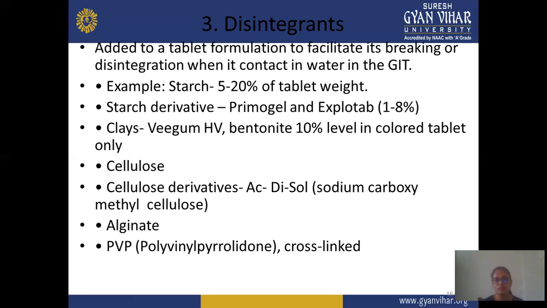Next is cellulose. Cellulose derivatives are also used. An example is Ac-Di-Sol, also known as sodium croscarmellose, a cellulose. Next is alginate. Alginate also acts as a disintegrating agent. Next is PVP, polyvinylpyrrolidone, or cross-linked polyvinylpyrrolidone. These are examples of disintegrants, and a single excipient may be used for different purposes due to its specific properties, so you can see the same excipient appearing in different classes of excipients.